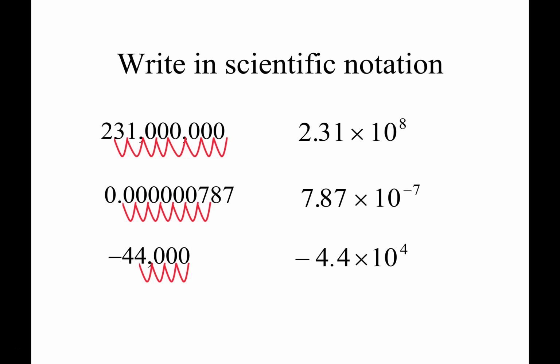Gabe's raising a good point about this last one down here, because I kept saying that the coefficient needs to be between 1 and 10, and negative 4.4 is not between 1 and 10. So, you're right, I'm not mad at you. Sorry. My point with this last one was you can see where I moved the decimal place over, clearly 4 places from the right back to the left, so it's going to be a positive exponent of 10. And then you have to carry this negative sign with your coefficient.